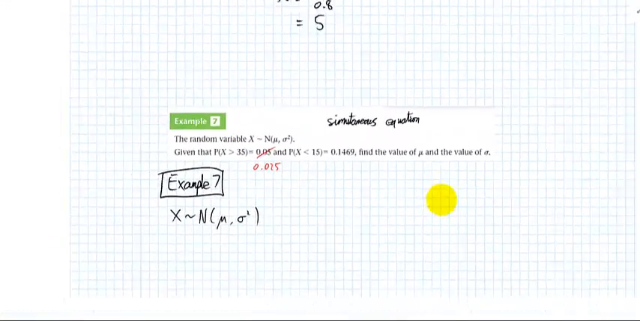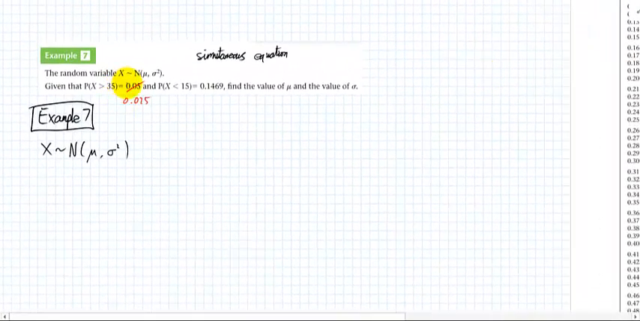Last one. We're given a normal distribution, x, but we have two unknowns this time, mu and sigma.